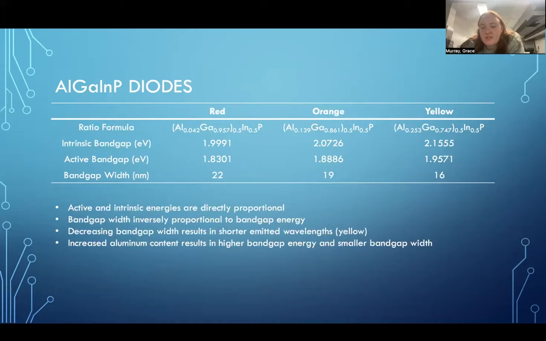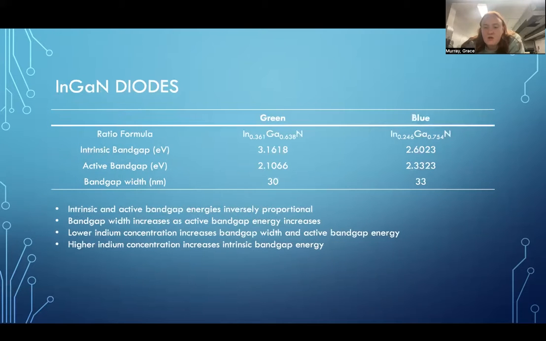This is due to the small atomic size of the aluminum dopant increasing the covalent bond overlap and then increasing the conduction, which results in a higher energy. For the blue and green indium and gallium diodes, the results were slightly different. The intrinsic and active band gap energies were inversely proportional, whereas the previous diodes had a directly proportional relationship. Furthermore, the active band gap energy was directly proportional to the band gap width.